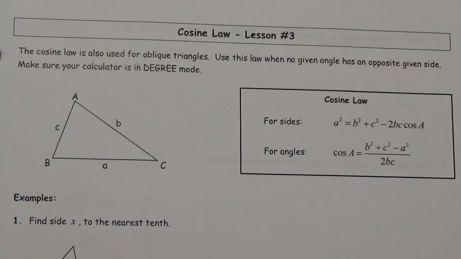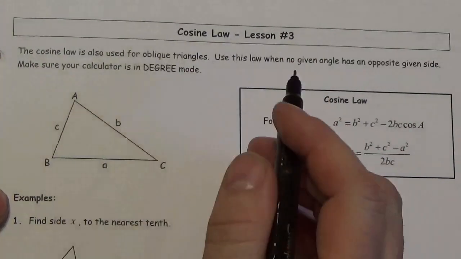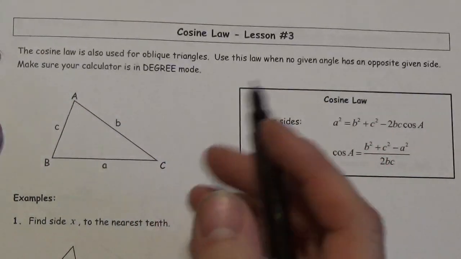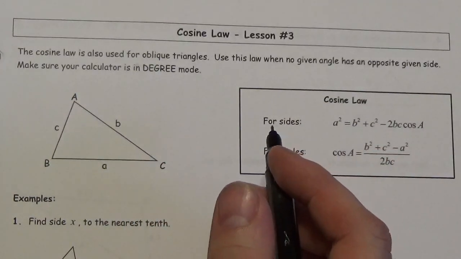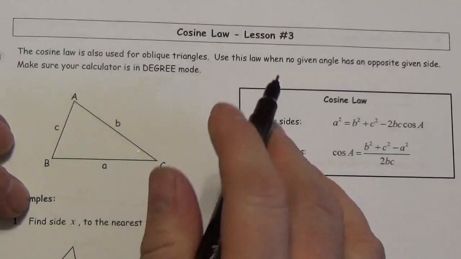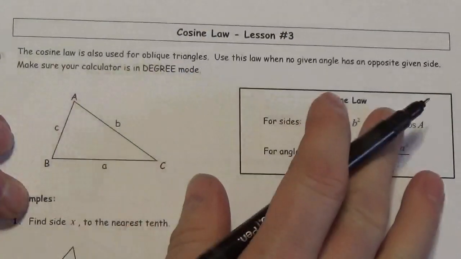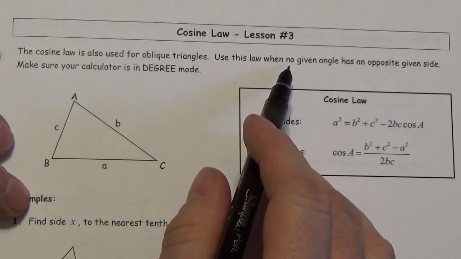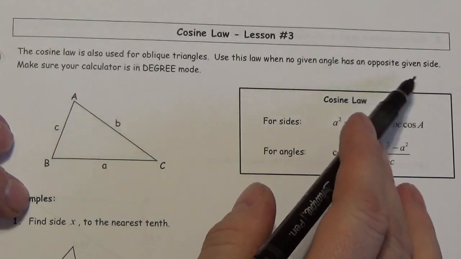Okay, hi everybody. So now we're going to take a look at another trigonometric law that we can use to work with triangles that are what we call oblique, that aren't right angle triangles. And this is the cosine law. This is a really brief explanation as to when you use it. You use this law when no given angle has an opposite given side.